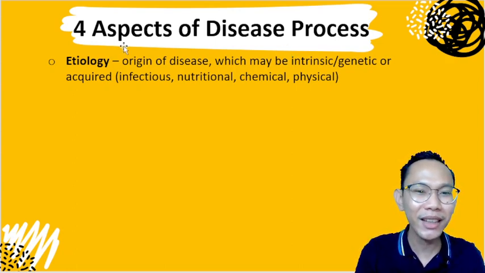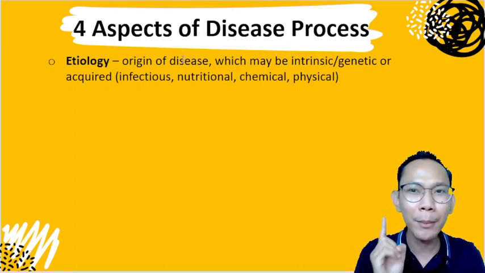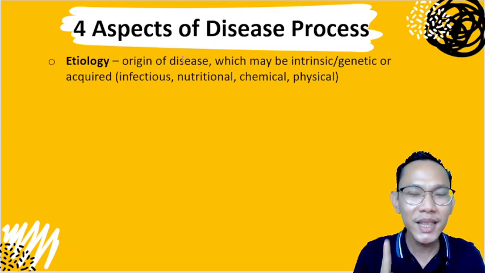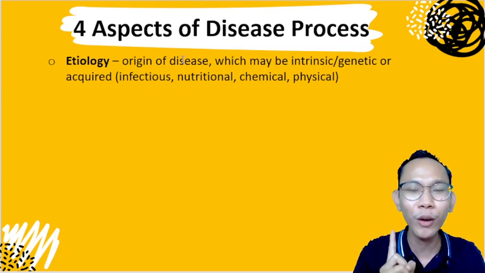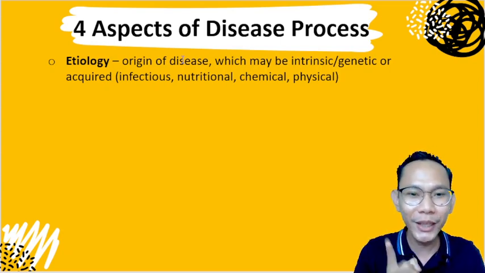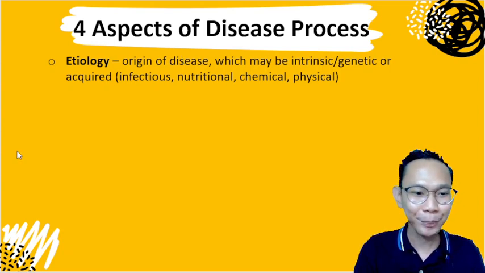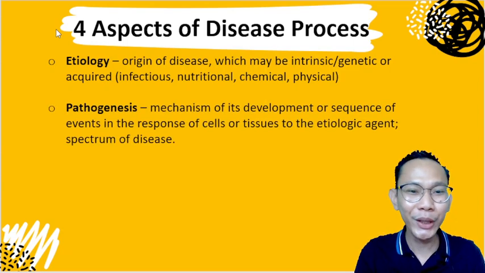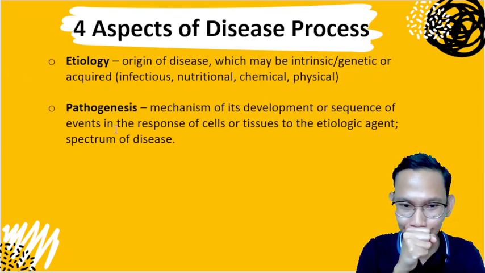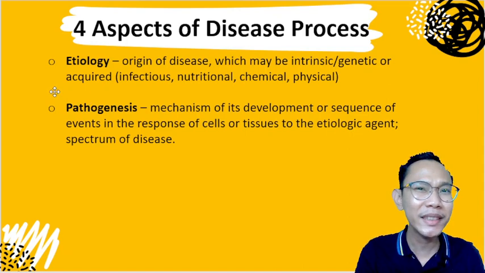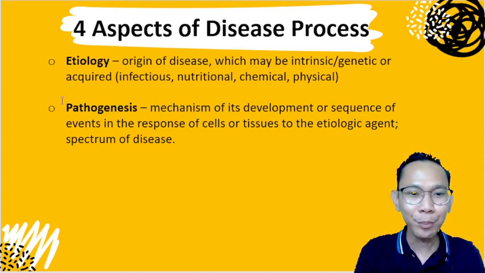Again, pag sinabi nating etiology, always remember, we talk about the origin of the disease or the cause of the disease. Yan lang, simple. Pag narinig ang salitang etiology, the cause of disease, origin of the disease. Very good. Now, let's proceed with your pathogenesis. Again, anong ibig sabihin pag narinig ang salitang patho?